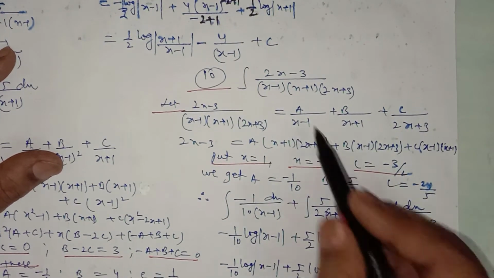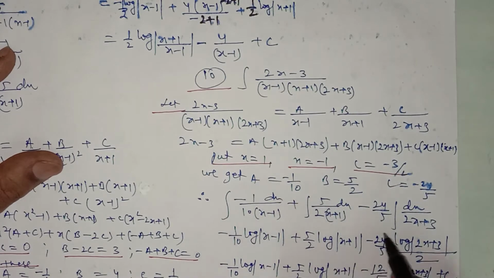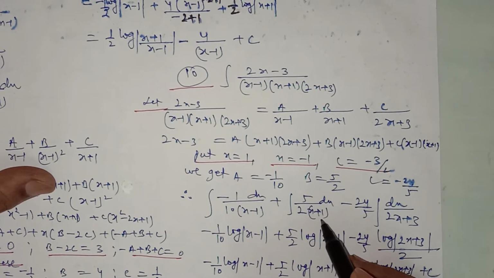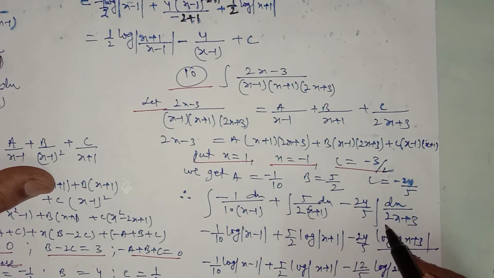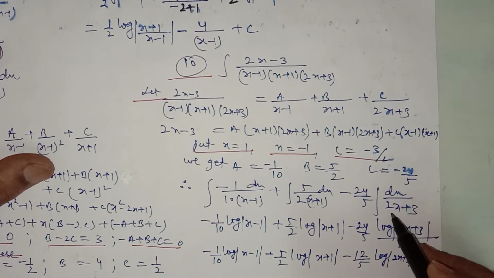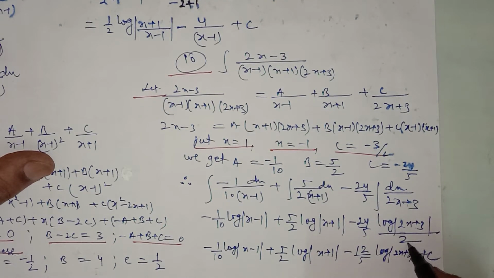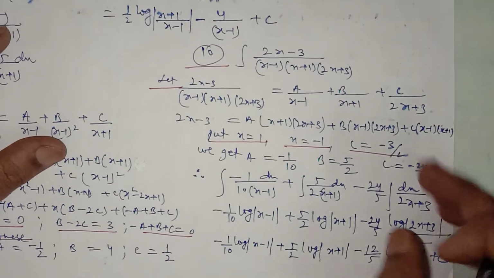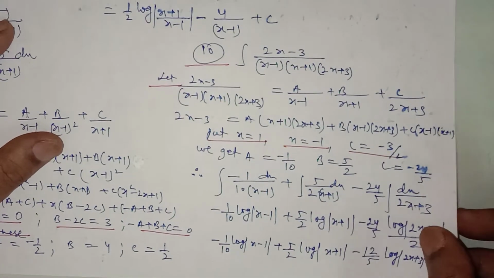See it very carefully, a, b and c. I put it here. The integral is a log of mod x minus 1, a log of mod x plus 1, and a log of 2x plus 3 upon 2. See it very carefully, because it is 2x plus 3 and its derivative is 2. So you have to divide by the derivative of 2x plus 3, which is 2 here. So it is log 2x plus 3 divided by 2, and arrange it. You will get the integral of this function, which is a partial fraction of first type.